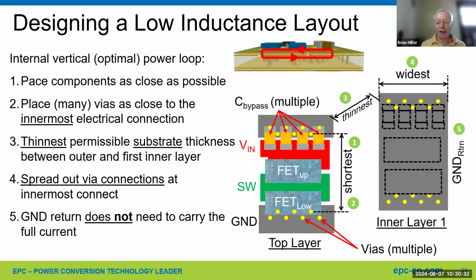And again, the ground conductor here, this is ground plane. It doesn't need to carry the full current. This is a return. You probably have other layers down in the board, probably have parallel layers that also carry current. These are more for the high-speed transients.